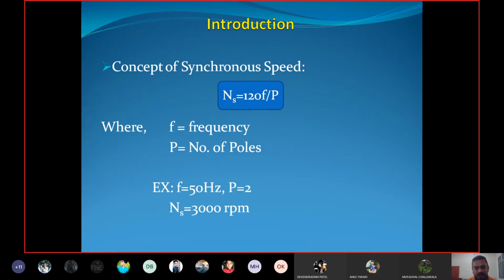So for the synchronous motor, synchronous speed is the speed at which the rotor of the synchronous motor rotates or runs, and the formula for it is Ns is equal to 120 f by p, where f is the frequency and p is the number of poles. So as we change the frequency or as we change the number of poles, the speed of the synchronous motor will change.